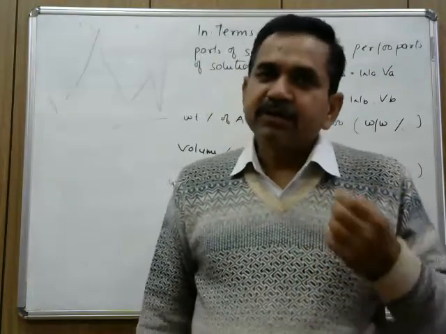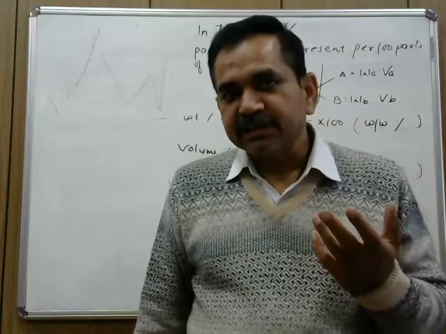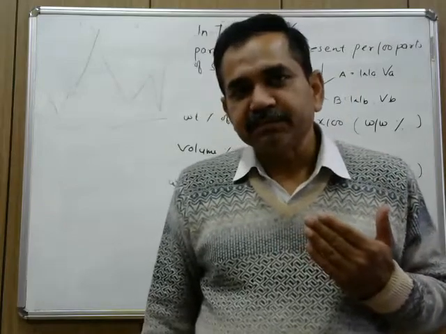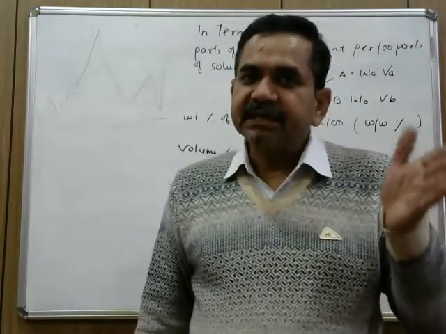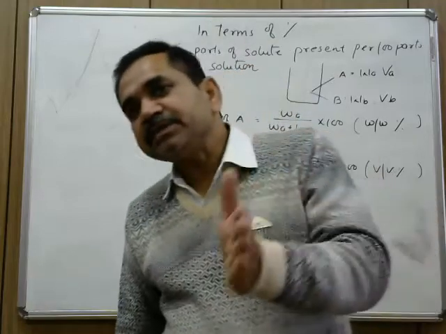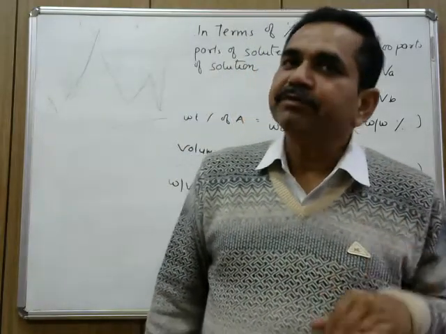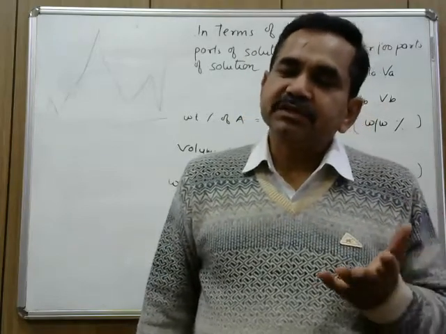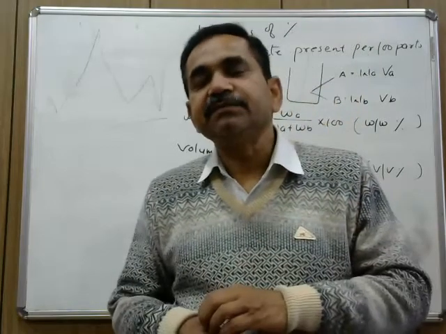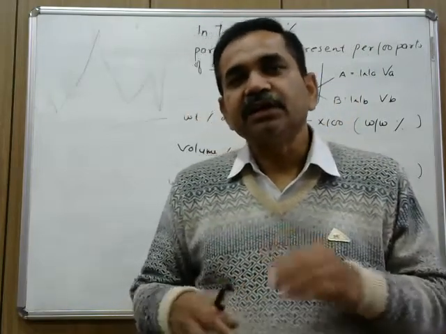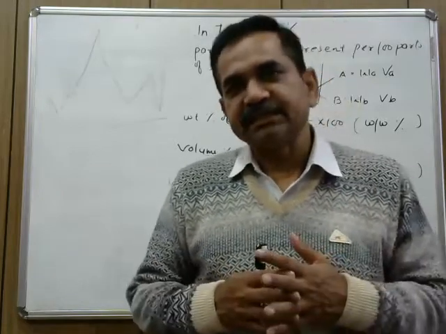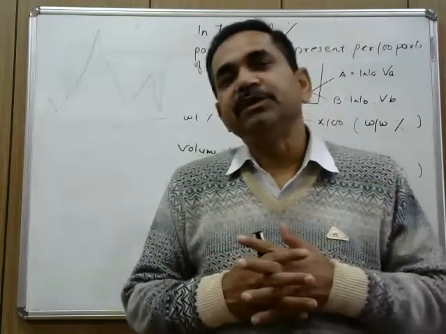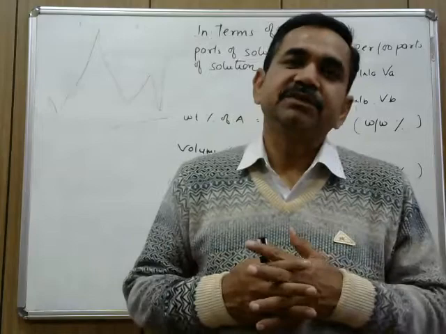Now this 100 part could be in terms of weight. So it is expressed as weight by weight percent or W by W percent, which refers to how many grams of solute are present in every 100 grams of solution. It could be volume percent, which refers to the milliliters of solute present in 100 milliliters of solution, or it could be weight by volume percent, that refers to how many grams of solute are present in 100 milliliters of solution.